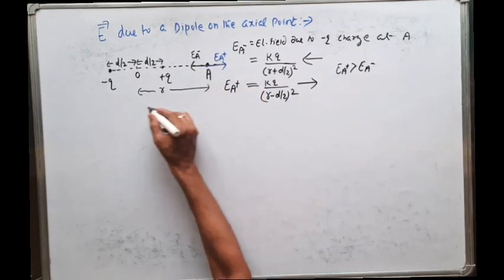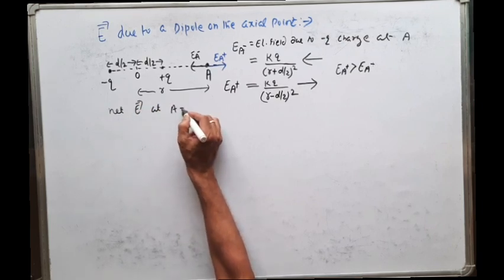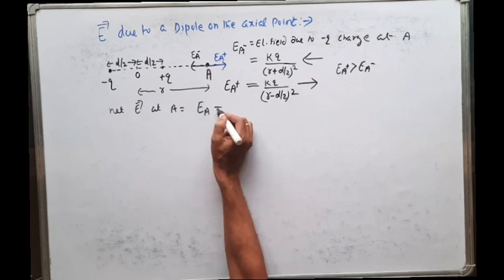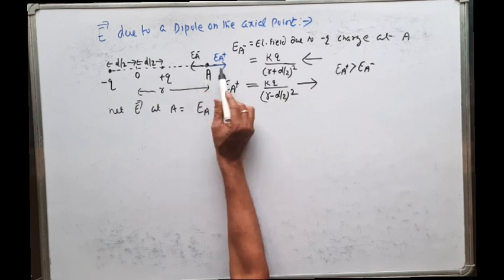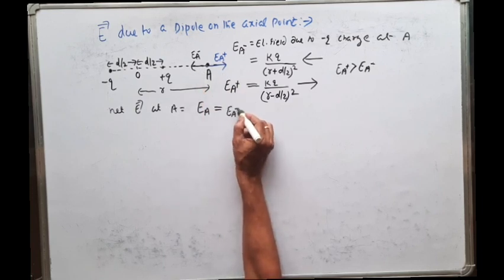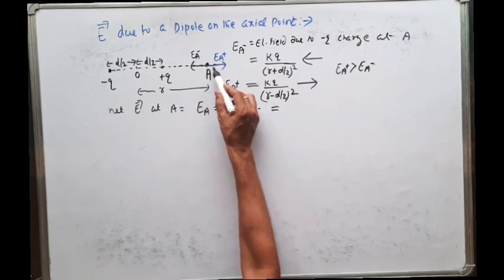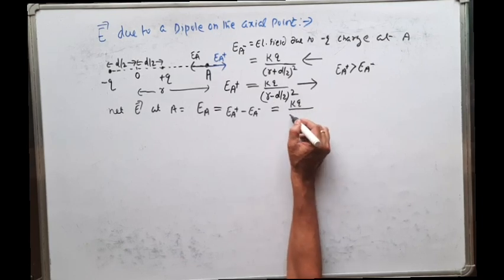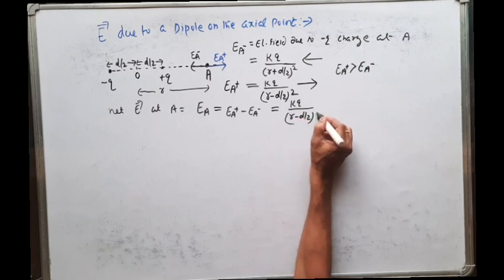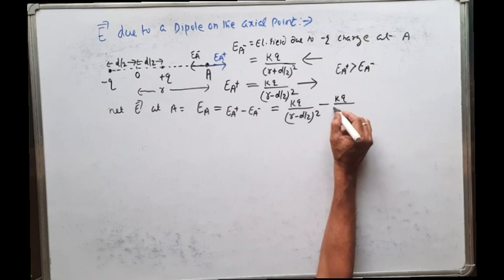So what is the net electric field intensity? The net electric field intensity at A, which I write as EA, is such that EA plus is more than EA minus. So net is equal to EA plus minus EA minus. What is the value of the electric field intensity due to the positive charge? This value is KQ divided by r minus d by 2 whole square, minus this value, that is KQ by r plus d by 2 whole square.